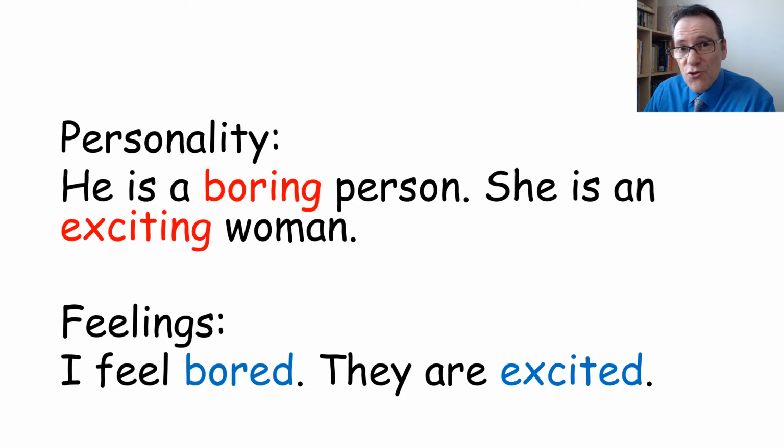Now, when we want to describe a personality, then we use ing, the active adjectives. So, for example, he is a boring person. She is an exciting woman. But if we want to describe people's feelings, then we use ed. I feel bored. They are excited.